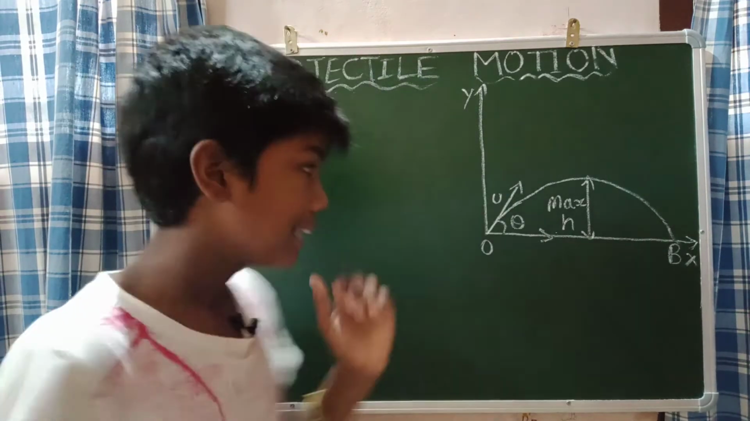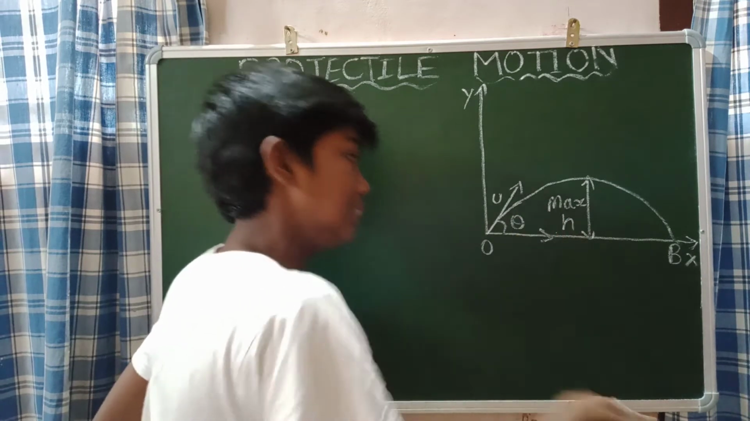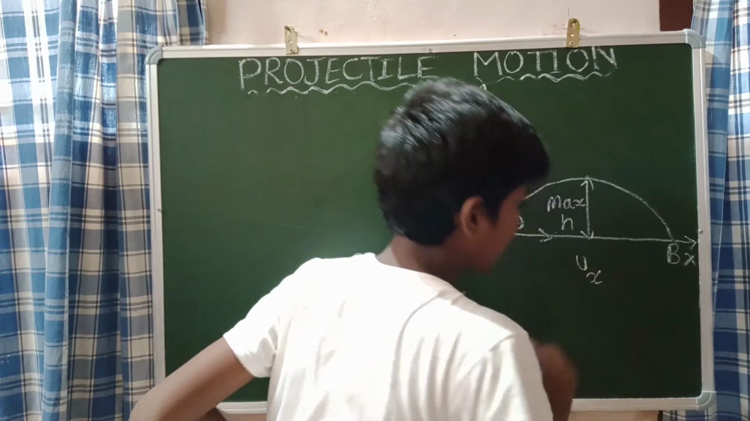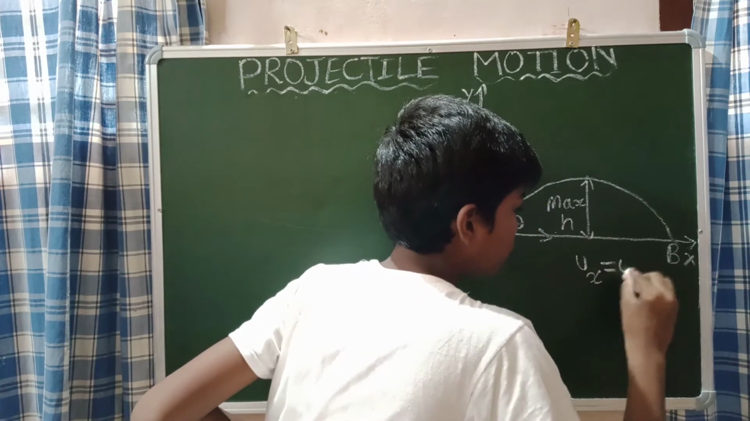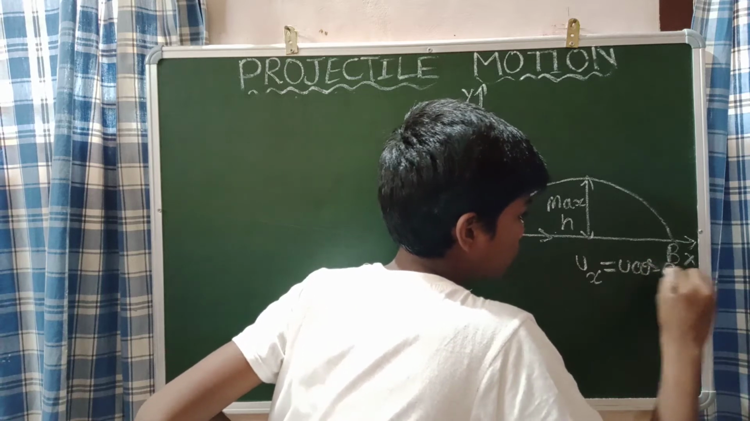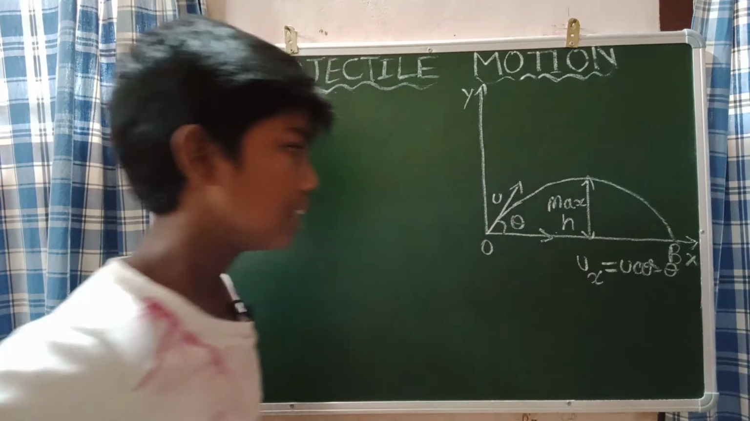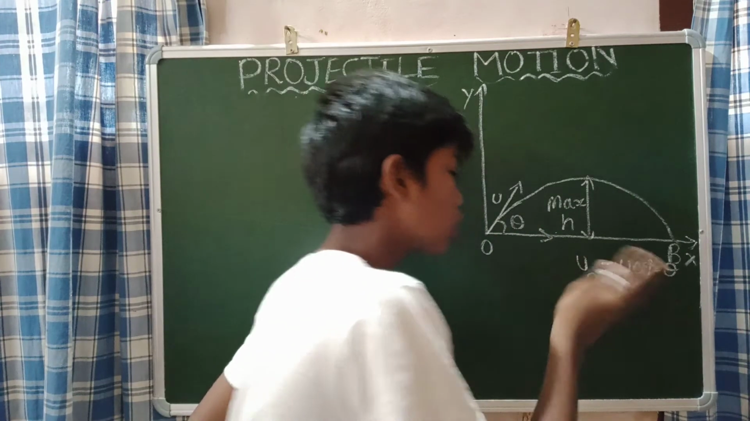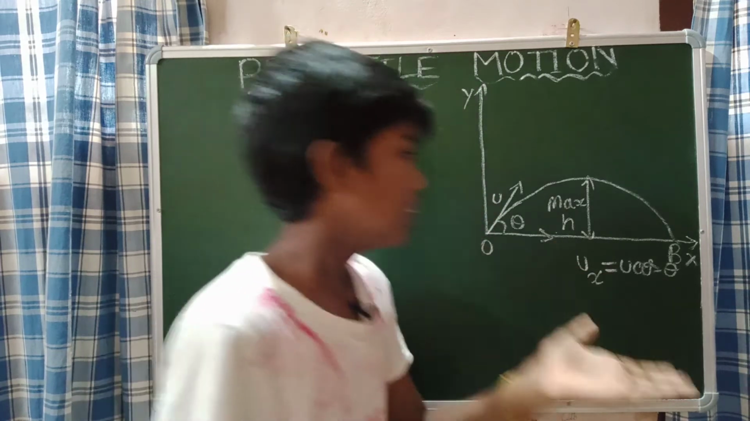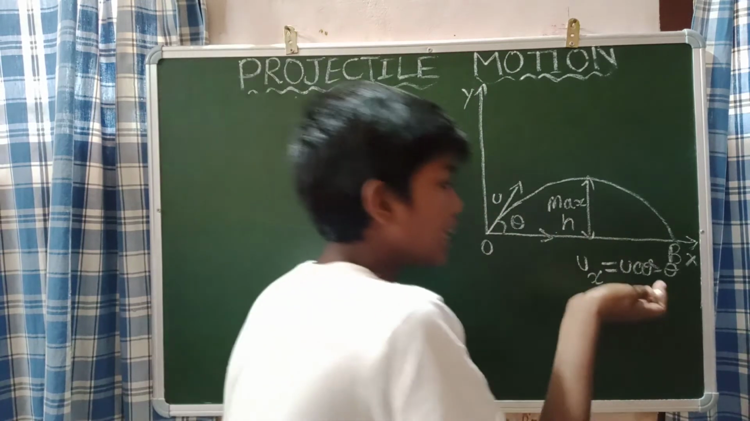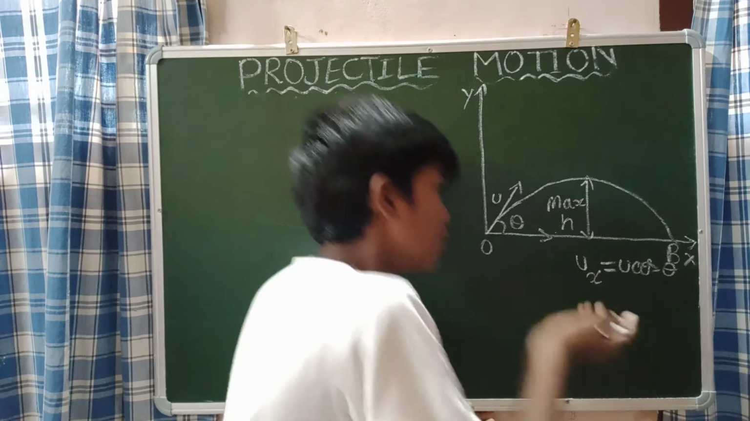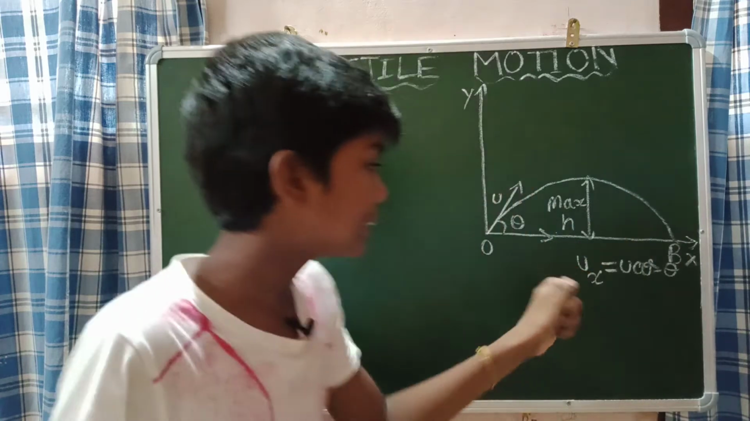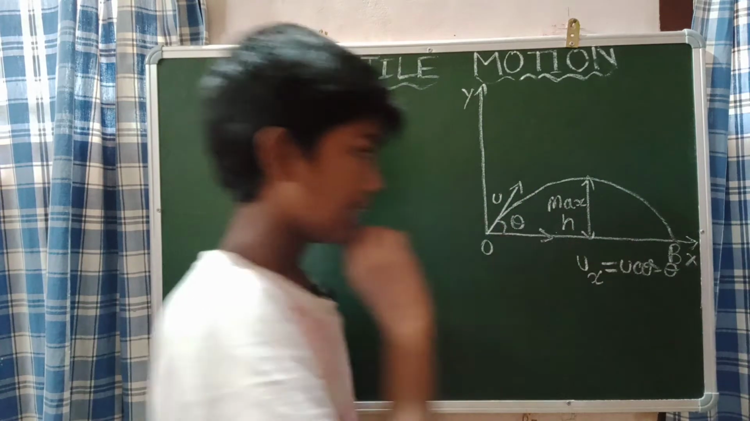Try to make a note of it, guys. This arrow represents the x component of initial velocity, which is equal to u cos theta. Why is it u cos theta? Think of it, guys. If this angle is theta, then if we take cos theta and multiply it with u, you are going to get this x component of initial velocity. That is what you are going to get. So I am writing the x component of initial velocity as u cos theta.